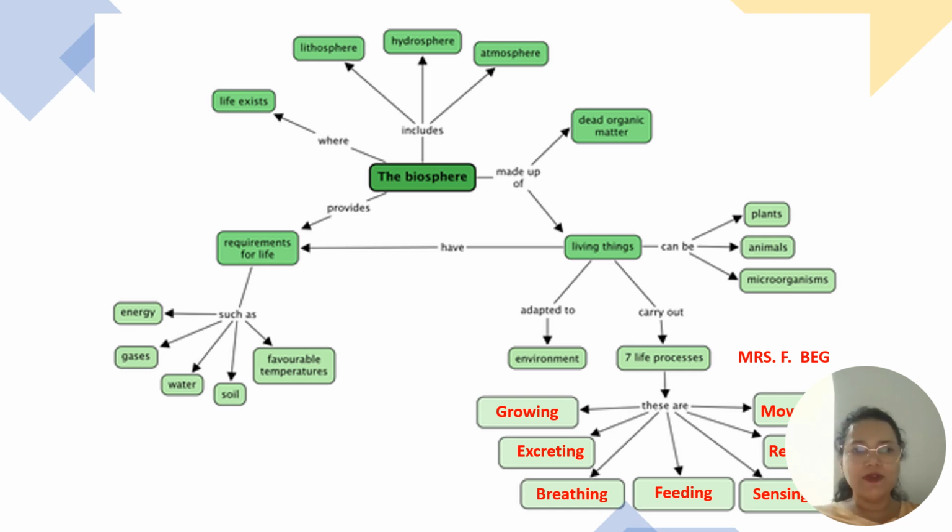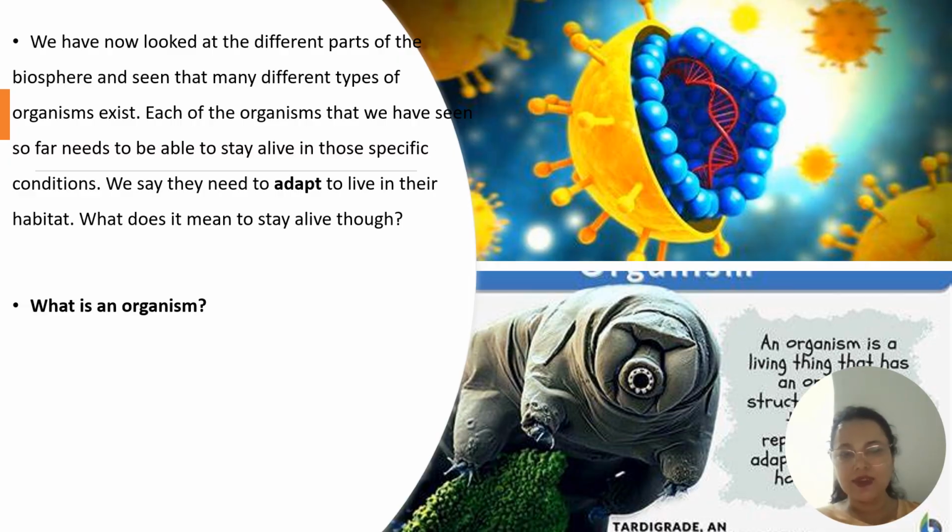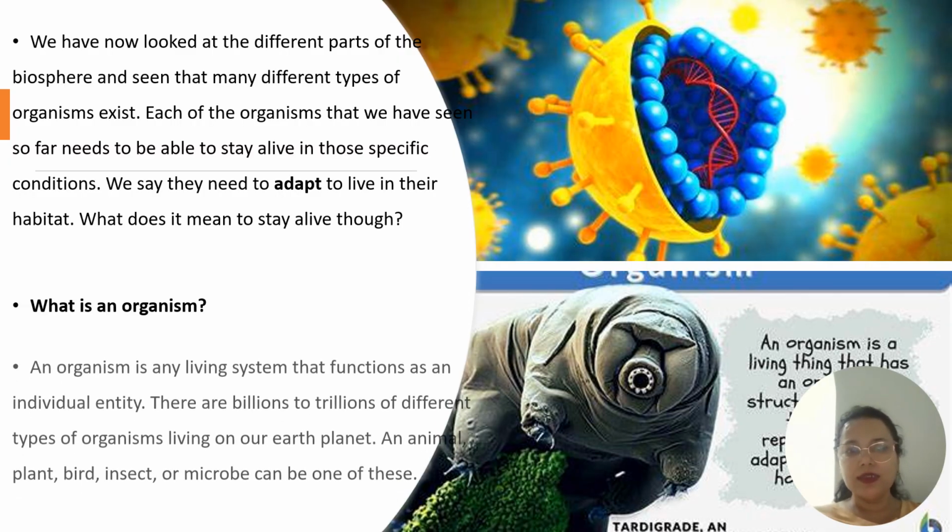Then on the far left-hand corner, we say in the biosphere, it provides the requirements for you to live. Now, these requirements are basically energy, gases, water, soil, and favorable conditions and temperatures, which is what we're going to be going into in the next slides, just after explaining what an organism is.